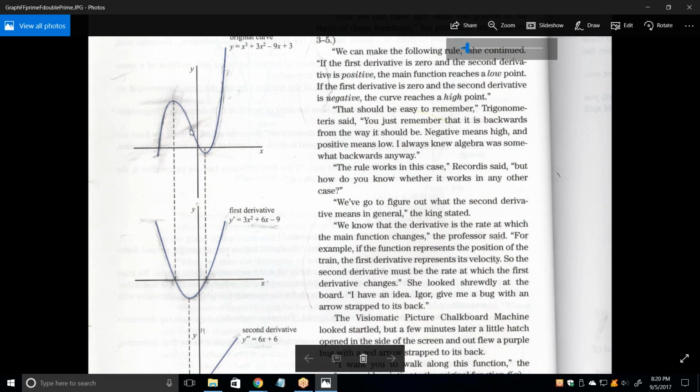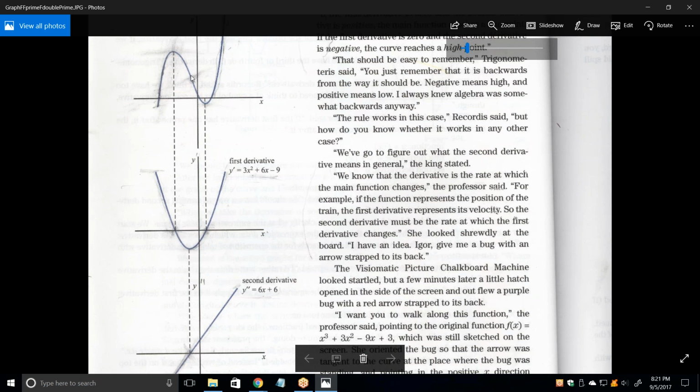Okay. Where does it change? Right there. And that's called the inflection point. Now, what is true about inflection points? The second derivative is 0. If you go down from that inflection point to the second derivative, it's 0. So wherever concavity changes, your second derivative is 0.